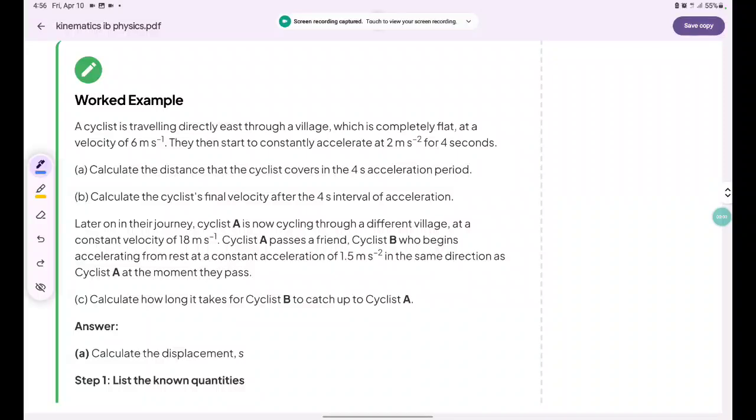Hello dear students, this is Mr. Izzat Muhammad. Today we are breaking down some kinematic equations of motion. Let's get started.